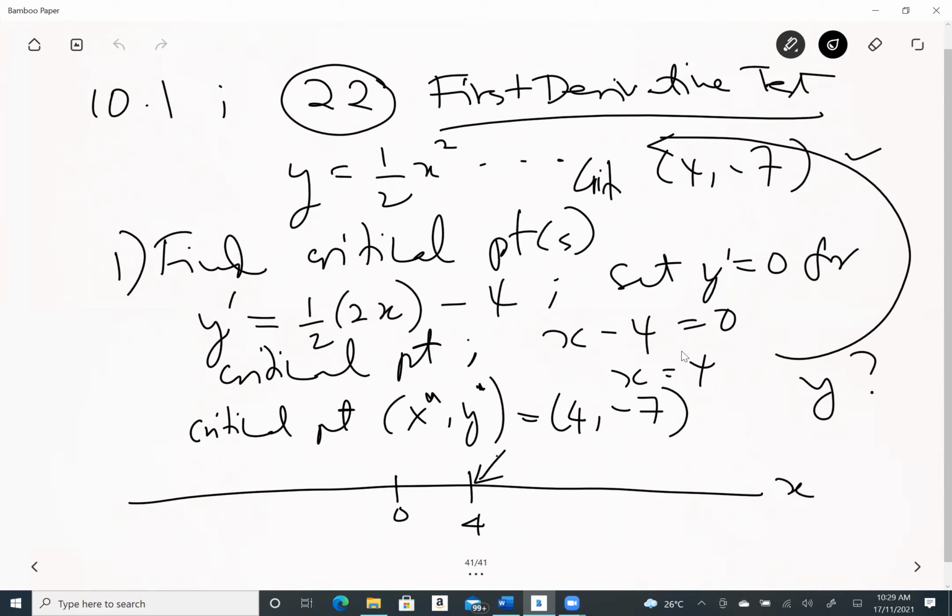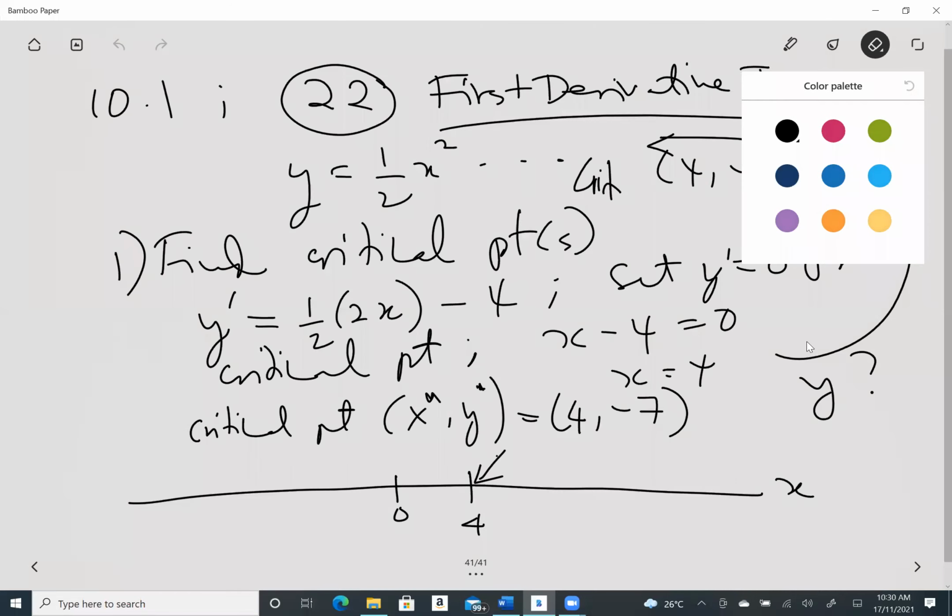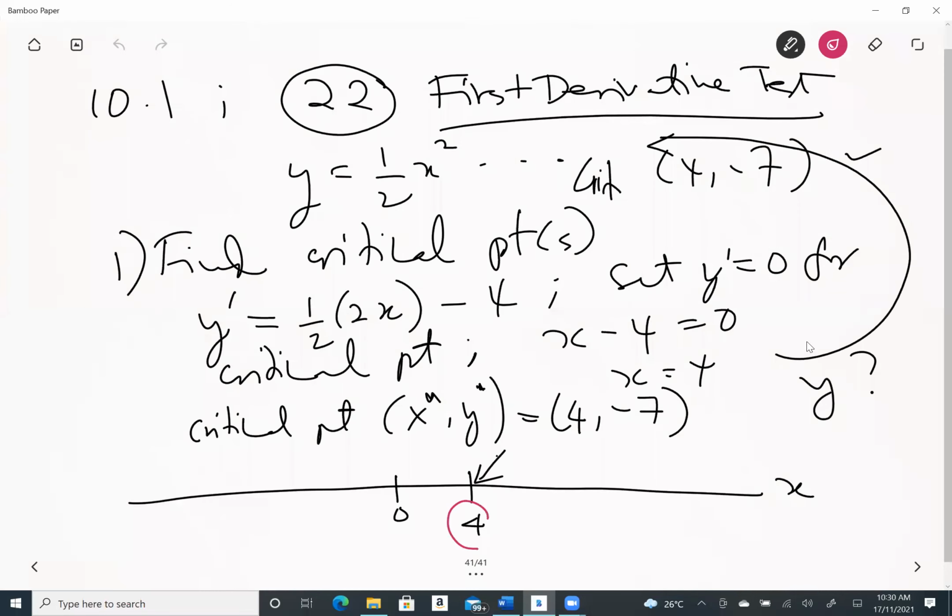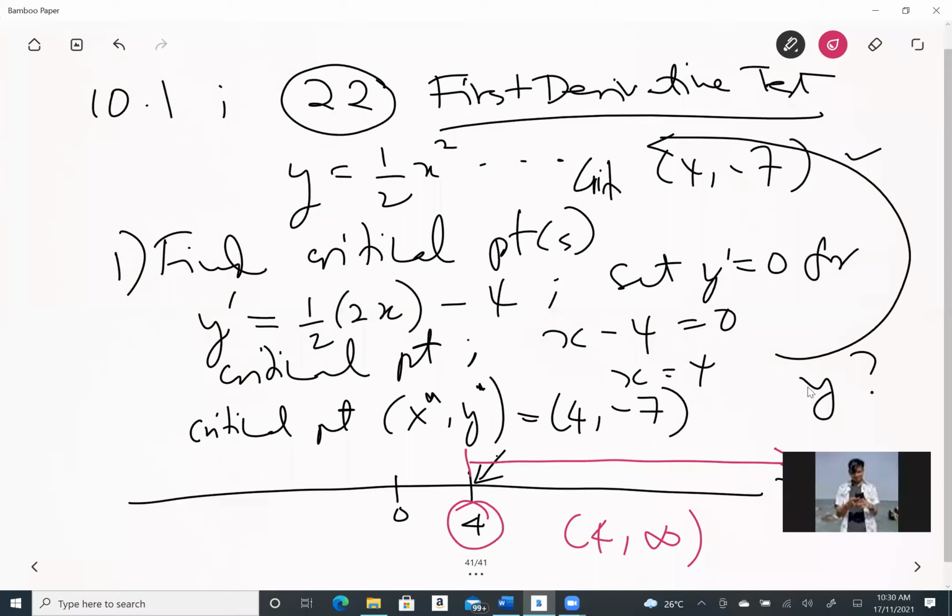Okay, good. So 4 to infinity is the interval to the right of 4. What is the separating point of the intervals? The critical point. So that is one interval, 4 to infinity. Okay, what is the other interval?